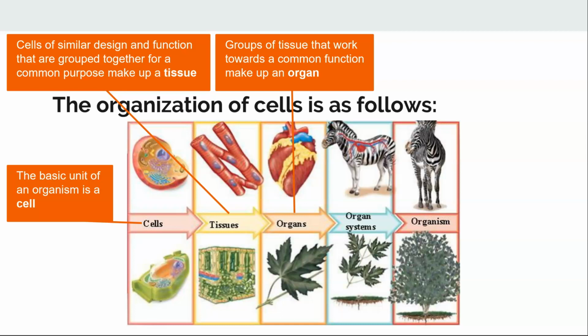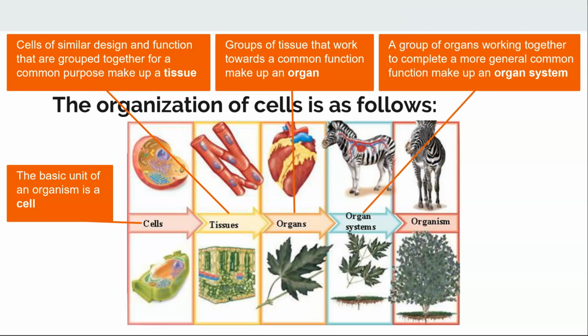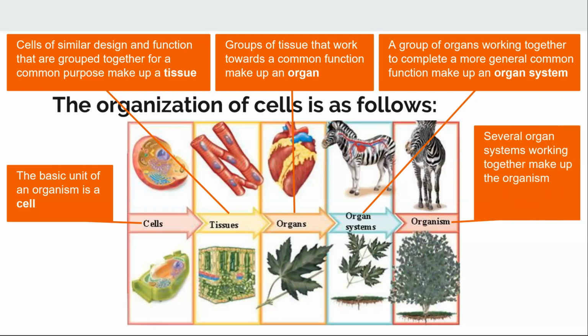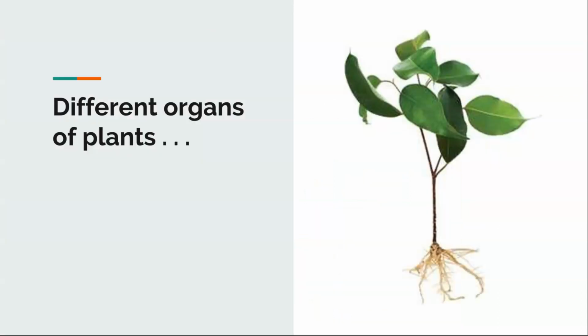A group of organs working together towards a common function make up an organ system. In plants, organ systems would be the root system, which is below ground, and the shoot system, which is everything above the ground. And then finally, several organ systems working together make up the organism itself. So the different organs of plants, those are the roots, stem, and leaves.